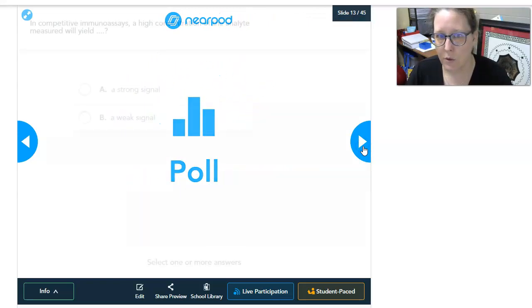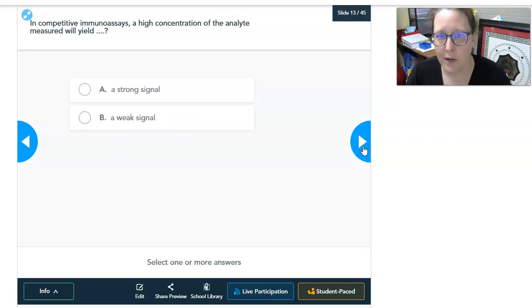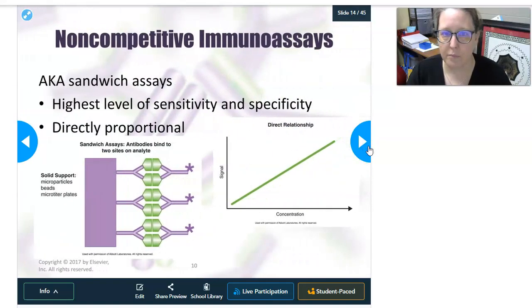All right, so next little question. In a competitive immunoassay, a high concentration of the analyte measured would yield a stronger signal or a weaker signal? Answer that.